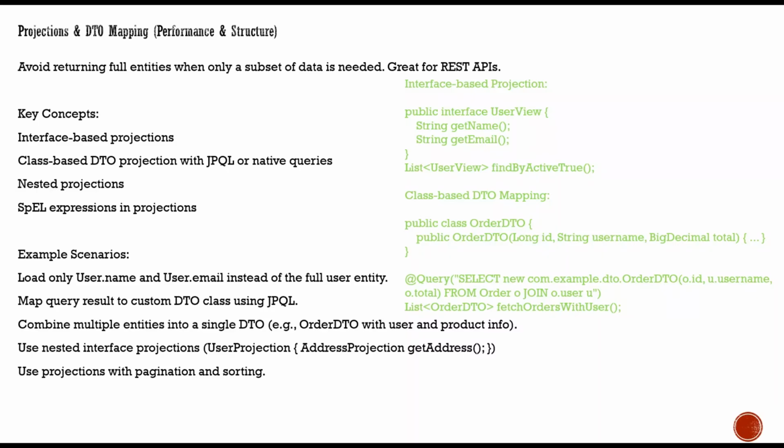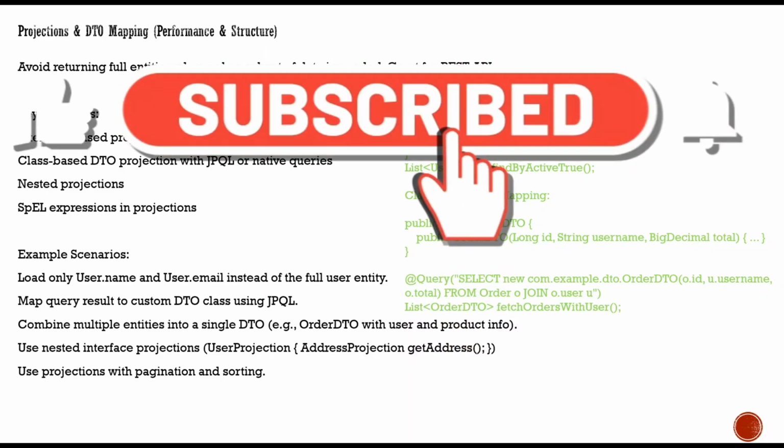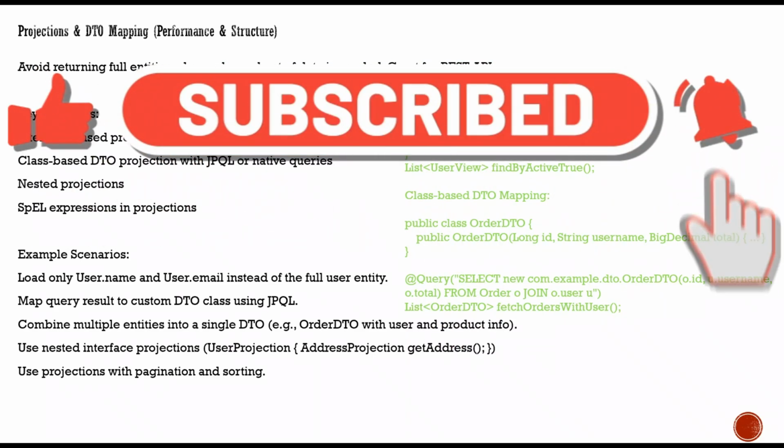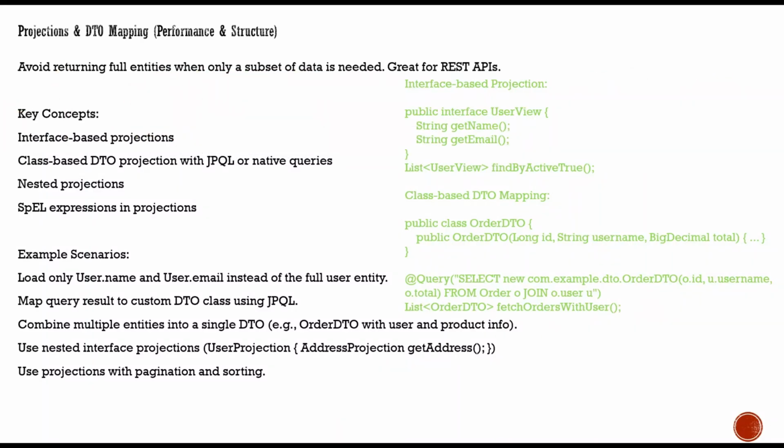Map the entity result to a custom DTO class using a JPQL query. Now you can combine multiple entities into single DTOs. Let's say an order is coming with user and product info. It will have both of this information. You can have nested interface projection also, like user projection can have address projection also to get the address and other details, phone number, etc. Now you can use these projections with pagination and sorting as well, right?